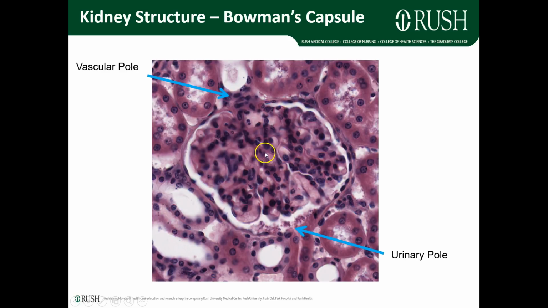Here it is, the histological view. So here's the vascular pole, and here's the urinary pole. And this space that you're seeing here, the pale space, is the urinary space where the urine is being filtered from the glomerulus and then being channeled out into these tubules here.